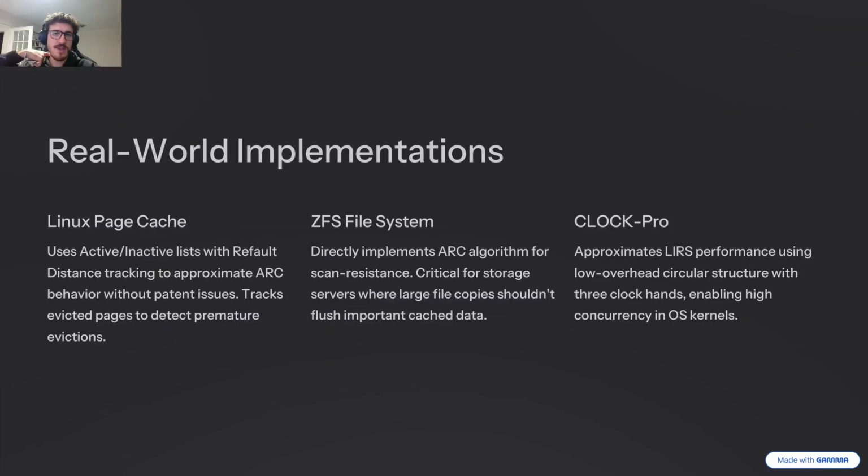So are these actually used in real life? Yes. The ZFS file system uses ARC directly because it's scan resistant, which is critical for servers. In the Linux page cache, Linux cannot use pure ARC due to patents, so it uses a similar approximation with active and inactive lists to get the same results. Clock-Pro approximates LIRS performance using a low overhead circular structure with 3 clock hands, enabling high concurrency in OS kernels.